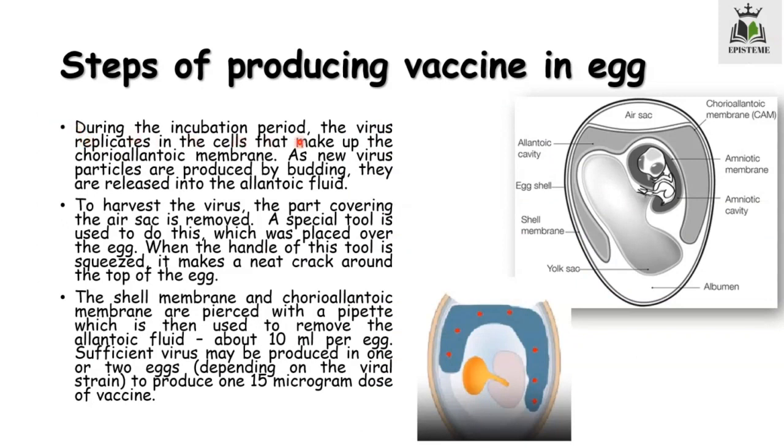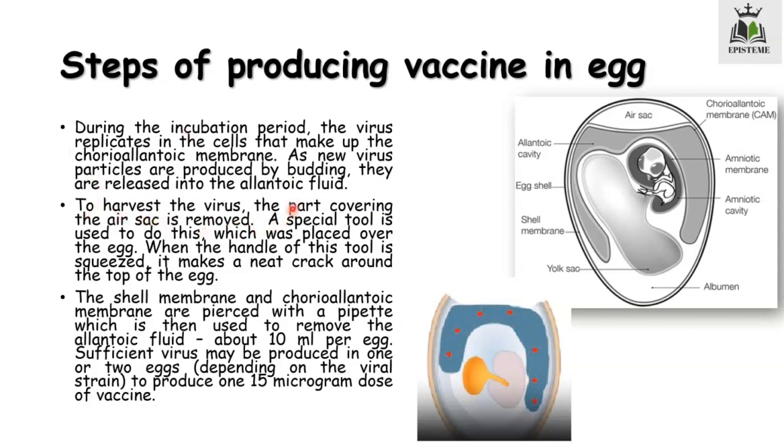During the incubation period, the virus replicates in the egg, in the cells that make up the chorioallantoic membrane. As new virus particles are produced by budding, they are released into the allantoic fluid. So this allantoic fluid will be filled with the influenza virus.